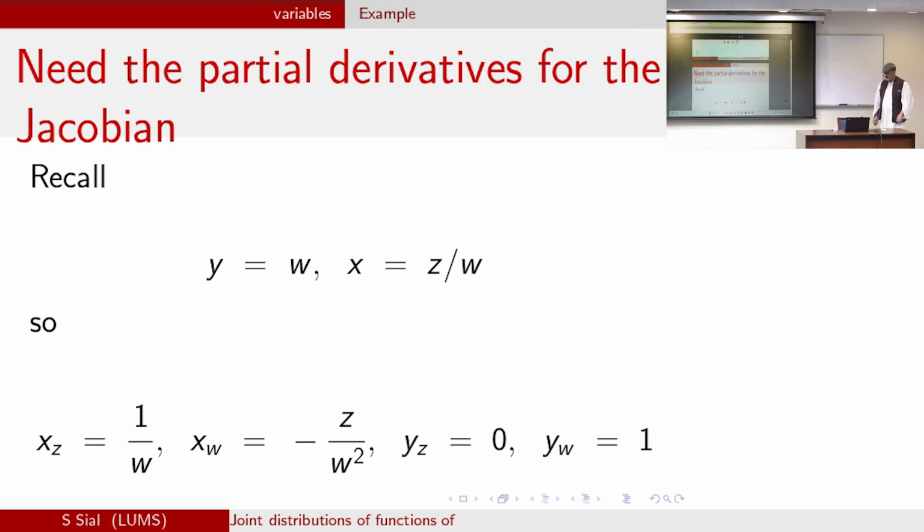Okay, so if we have x equal to z over w and y equal to w, then we can take the partial derivatives of x with respect to z and w, and the partial derivatives of y with respect to z and w. And we can put those into that determinant which we call the Jacobian. The partial of x with respect to z is 1 over w. The partial of x with respect to w is minus z over w squared. The partial of y with respect to z is 0. And the partial of y with respect to w is equal to 1.